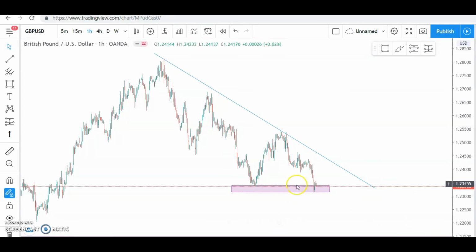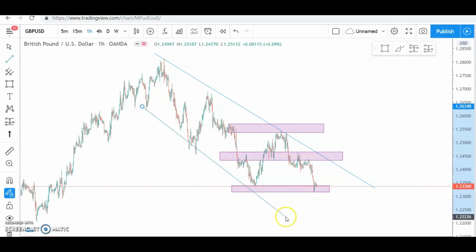GU just bounced at this key support zone. Here we have another resistance zone. So this is the support for this resistance, and then this is the support for this resistance. We'll just make it nice and easy. So clearly GU is in a downtrend.